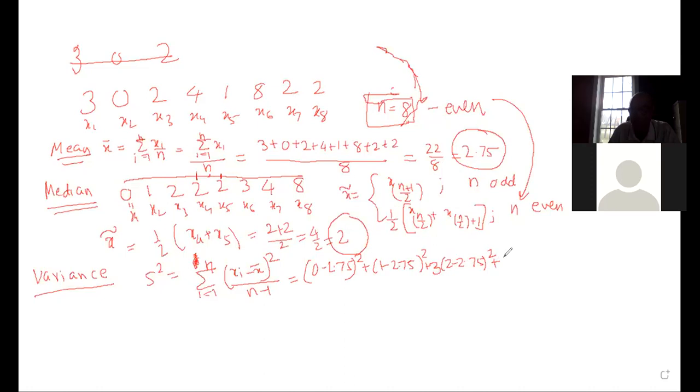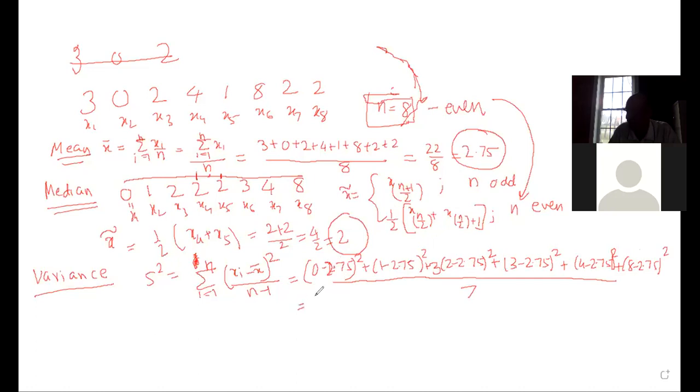Plus 3 minus 2.75 and square. Plus 4 minus 2.75 and square. Plus 8 minus 2.75 and square. And whole divided by your n minus 1, n is equal to 8 minus 1, that is equal to 7. Again, please keep in mind this 2.75 mean value.